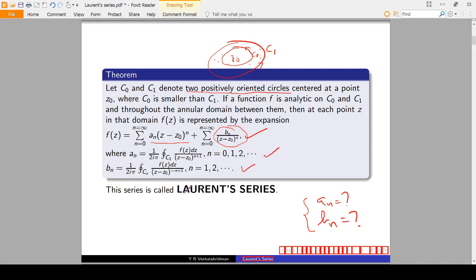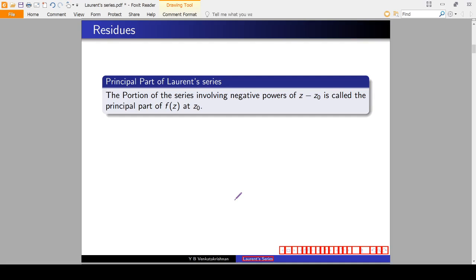So to find the Laurent series expansion, what we do is we use the well-known series, like the expansion of 1 minus 1 by z, 1 minus 1 by z whole squared, or 1 by 1 minus z whole cube, or e power z, or log of 1 plus z. So you can use the standard expansion to find the Laurent series of a given function f of z.